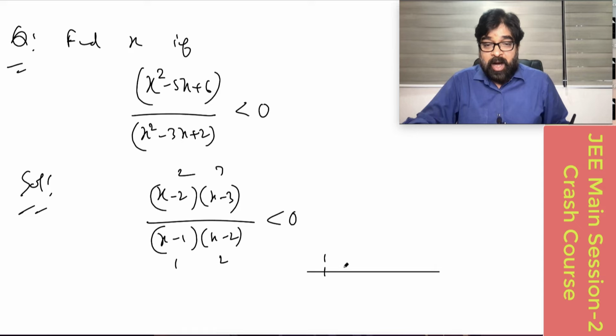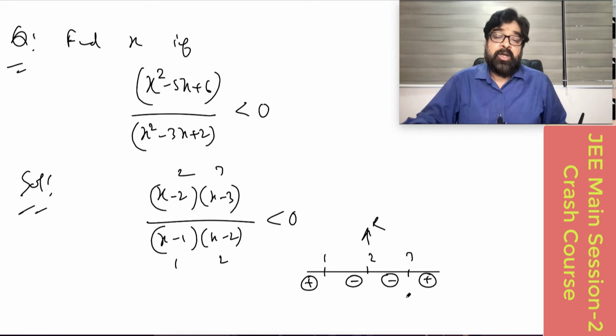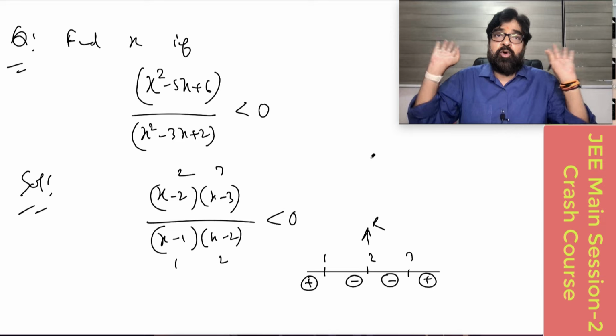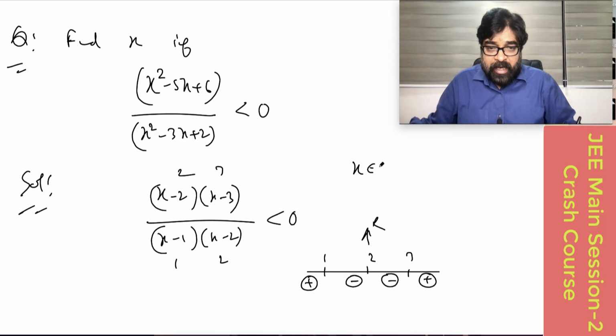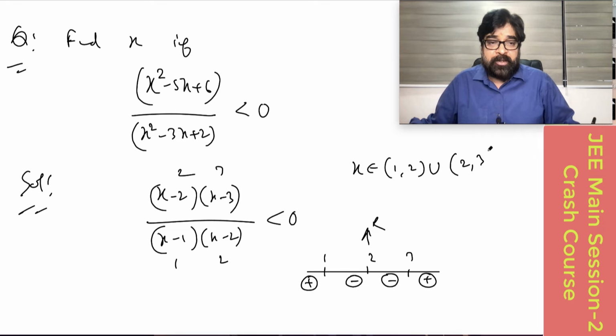So the critical points are 1, 2, 3. But 2 is the repeated critical point, coming 2 times. So positive, negative, negative, positive. What do we want? We want less than 0. But this time only less than 0, so open brackets everywhere. So x element of 1 to 2, 1 open, 2 open, union 2 to 3, 2 open, 3 open. This is the answer.